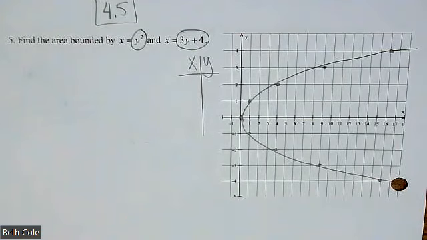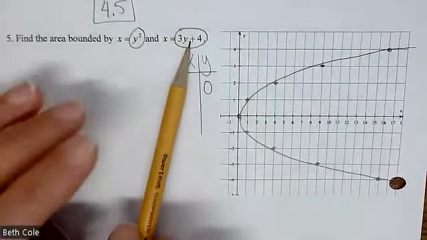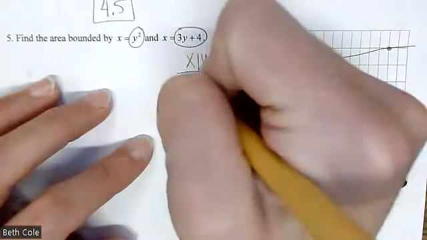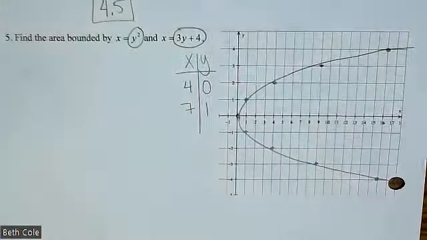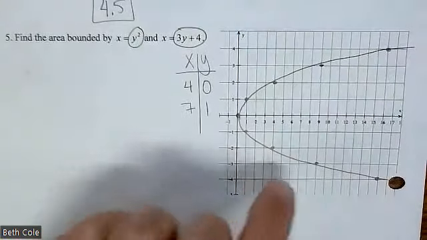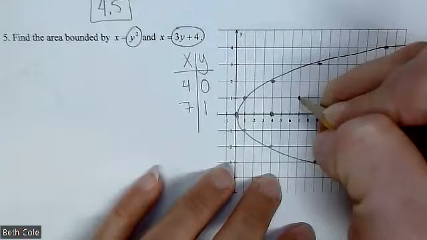So I'm going to plug in for y and get x. I always start with 0. If you plug in 0 for y, what do you get for x? 4. Good. And then I would do 1, like start with easy numbers. If you plug in 1 for y, 7. Okay, so that's probably enough. If you plot those, you've got (4, 0) and (7, 1).